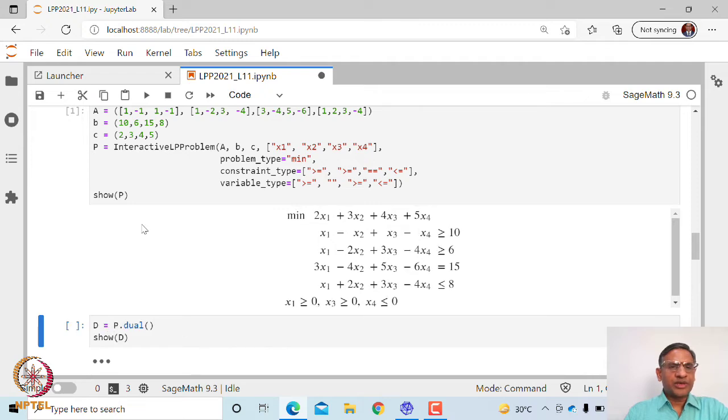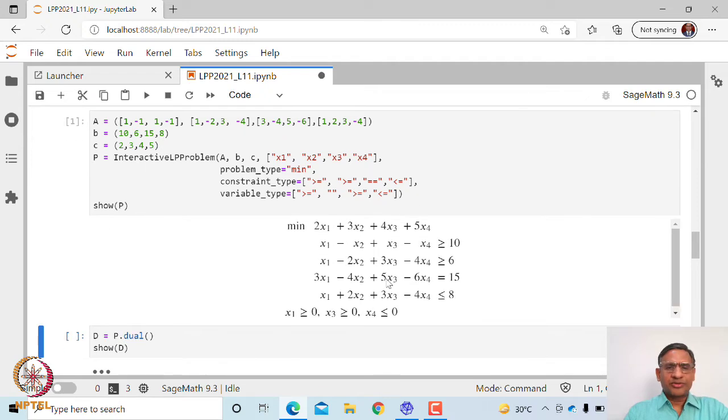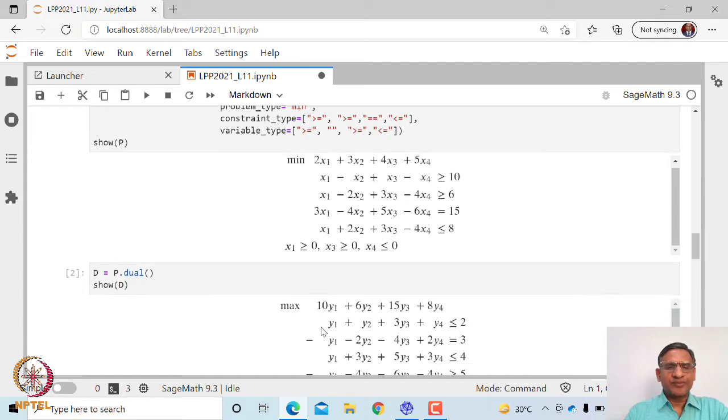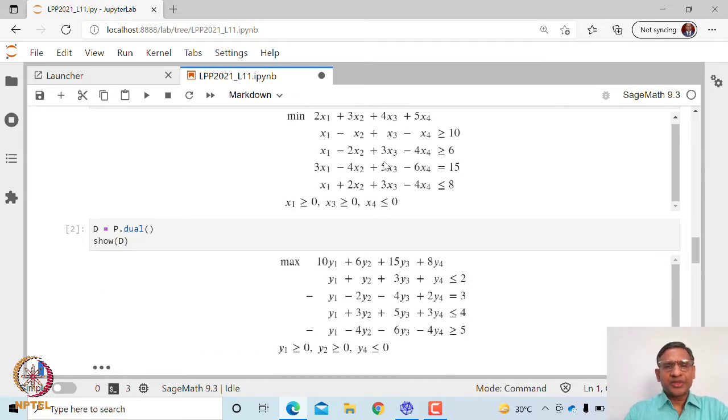So here we have considered the problem P. This is the problem, and then let us say P.dual will give you the dual of P. Let us see what is the dual. Now let us compare this primal and this dual, and see what changes have occurred. Of course, the minimization objective function has become maximization in dual. Now here it involves 4 design variables, namely x1, x2, x3, x4. x1 is non-negative, x2 is unrestricted, x3 is greater than equal to 0, and x4 is non-positive, right?